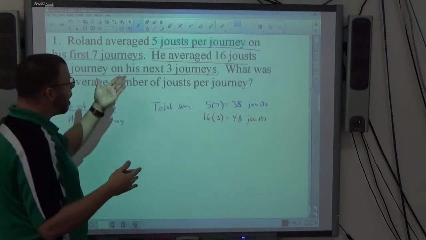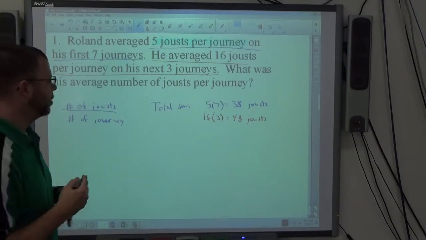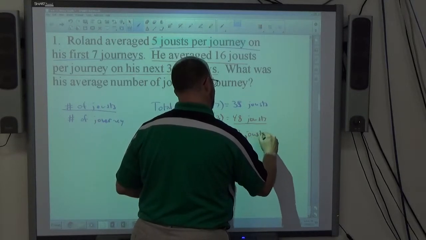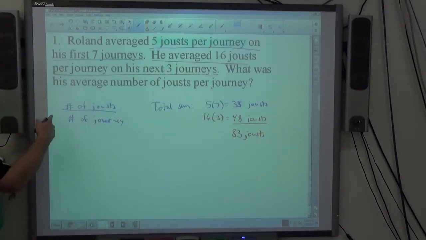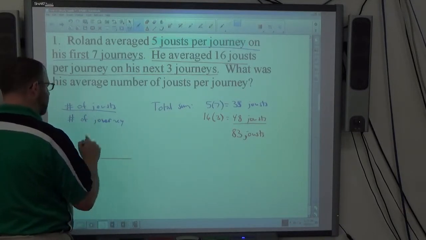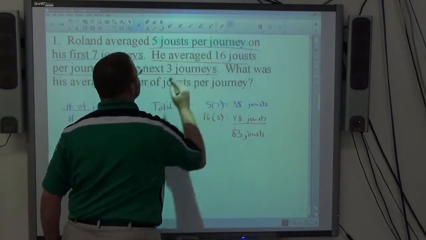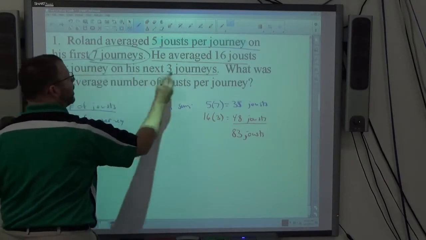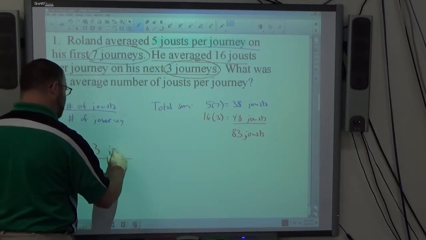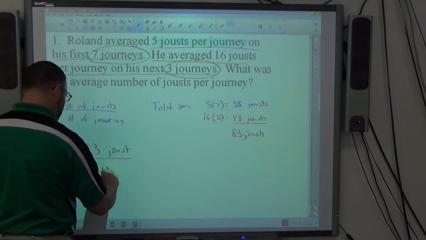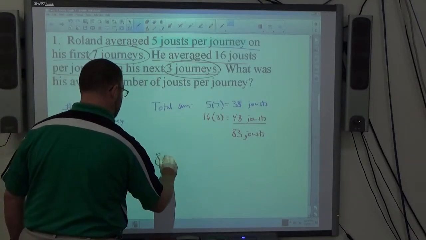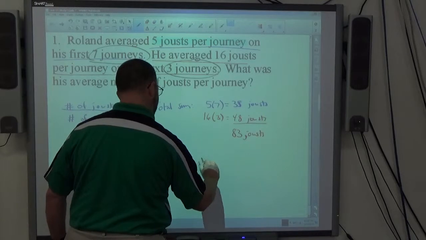So we can see by the averages they gave us, we can figure out how many jousts he actually had. So if we add those up, we find out he had 83 jousts. And again, it's jousts per journey. So 83 jousts is the top number. All we need on the bottom is the total number of journeys. So if we take a look, first 7 journeys and next 3 journeys. Just looking at that, we can see very clearly there's only 10 journeys. So 83 jousts on top and 10 journeys on the bottom. And if we divide that, we end up with 8.3 jousts per journey.